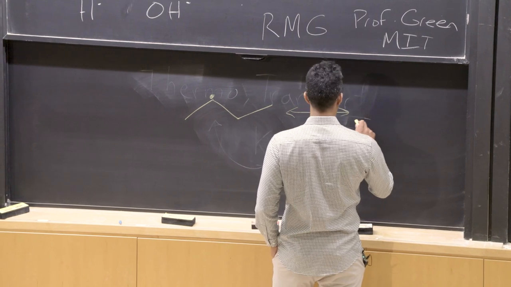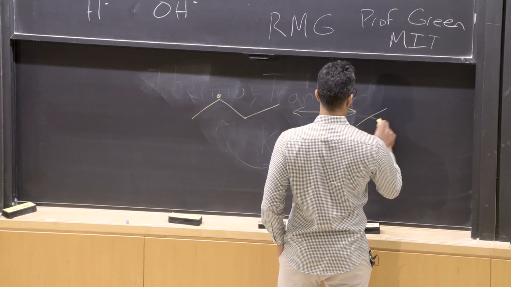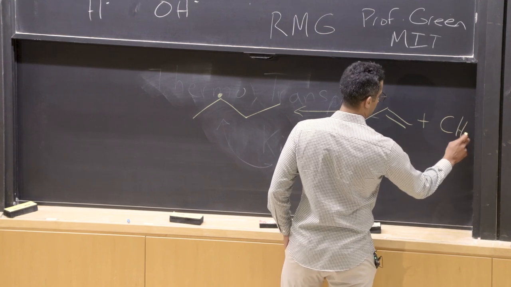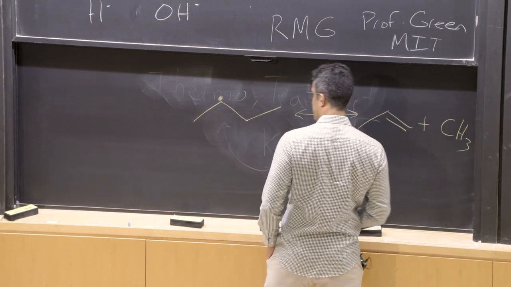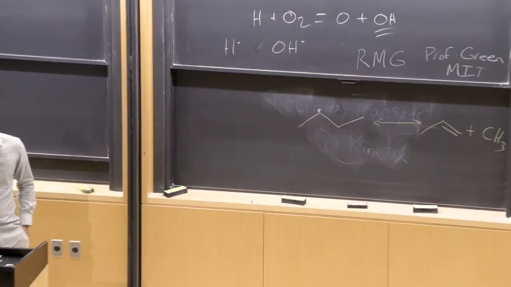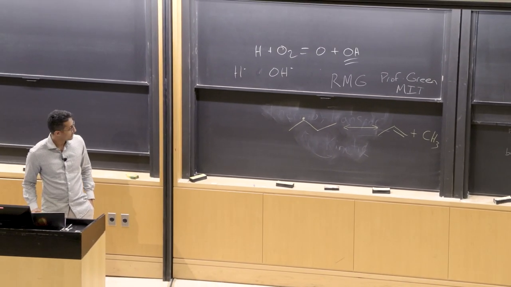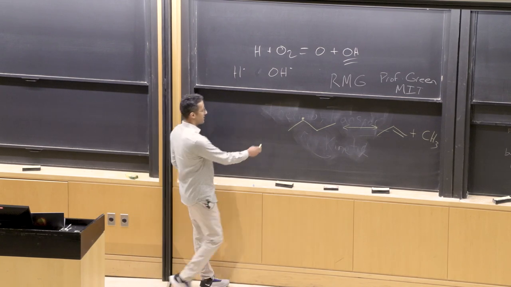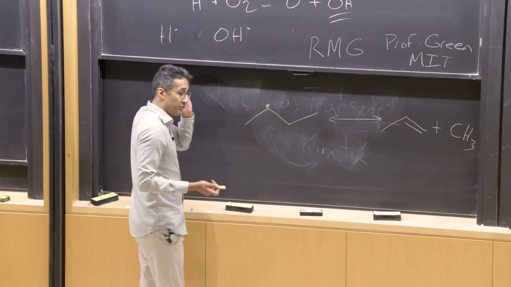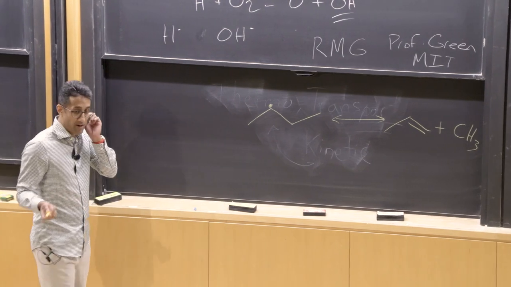And it can break, plus CH3. We should get propene plus CH3. That's this reaction here. If I have a radical on this site here in the middle, we have a radical decomposition reaction. Radicals are unstable. They want to do one of two things.